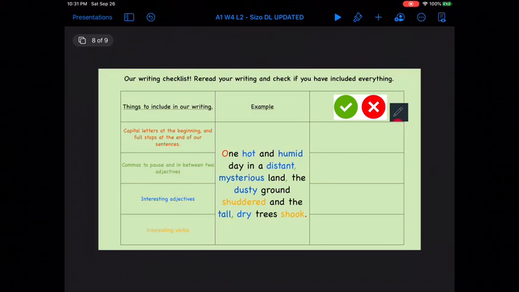When you have finished your first paragraph, checked it, and finished your second paragraph, then please take a picture and share it with us on Showbie. Looking forward to reading your stories.